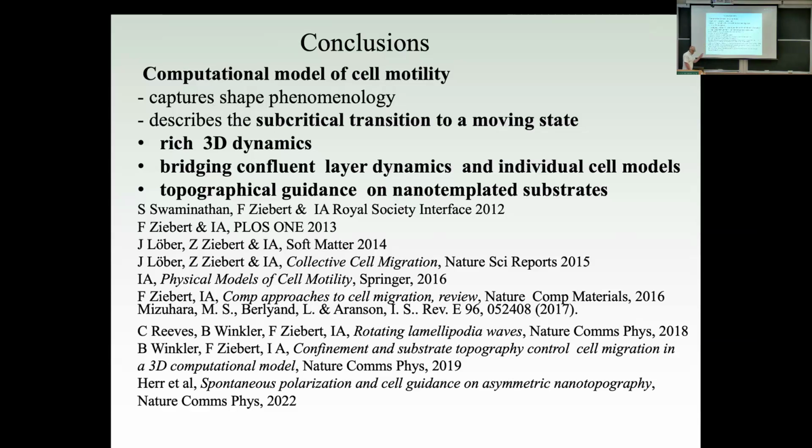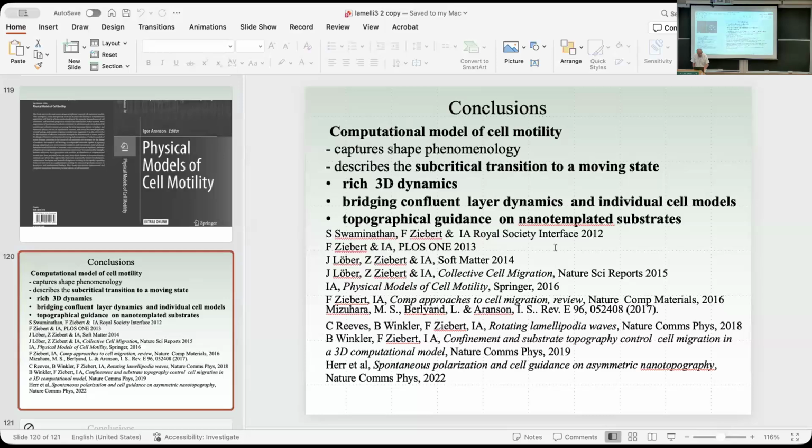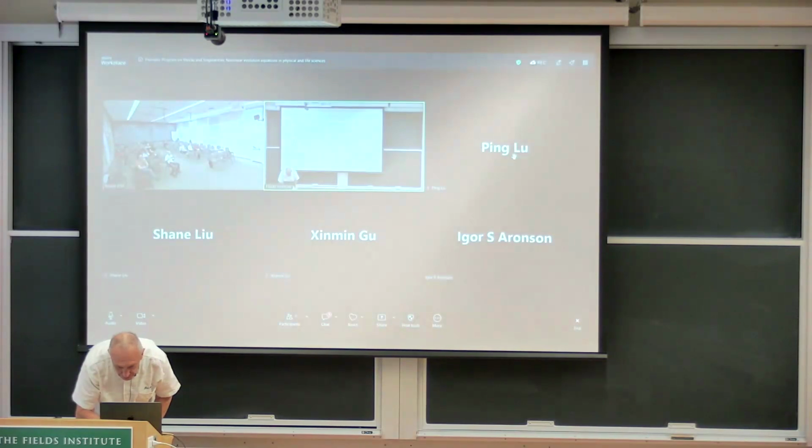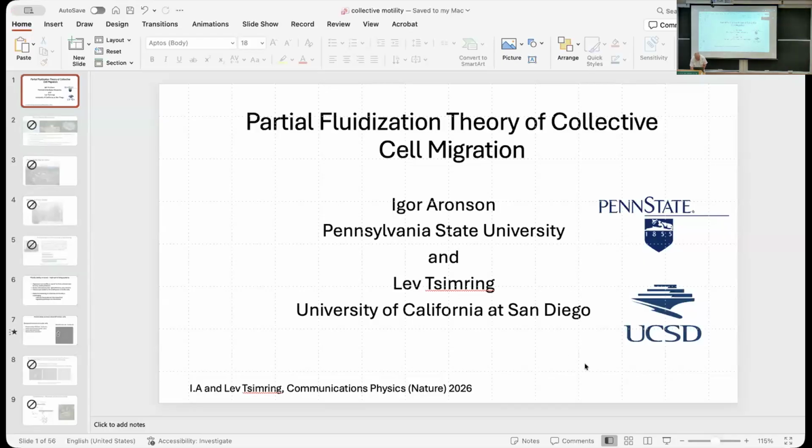Okay. So now let me switch gears and talk about something totally different, which was published last week, in fact. Let me stop sharing. And this one, yes, new work. Zoom. Okay.